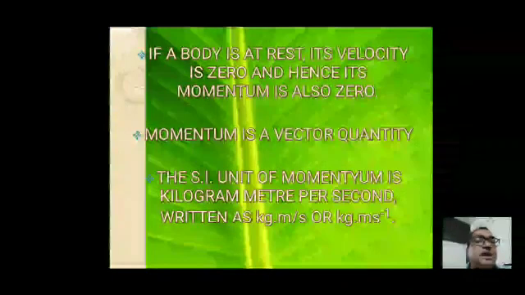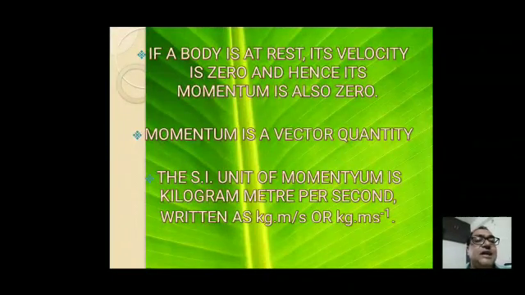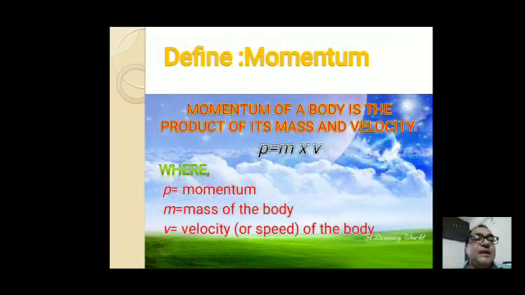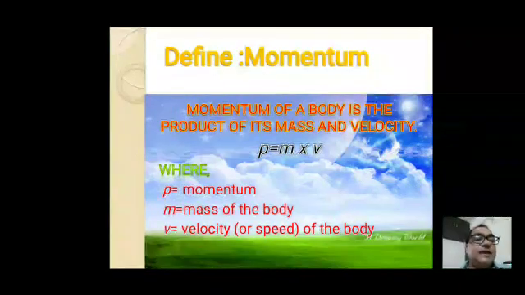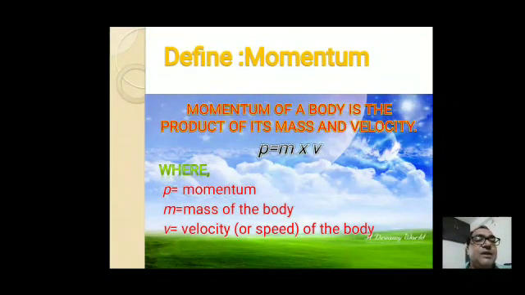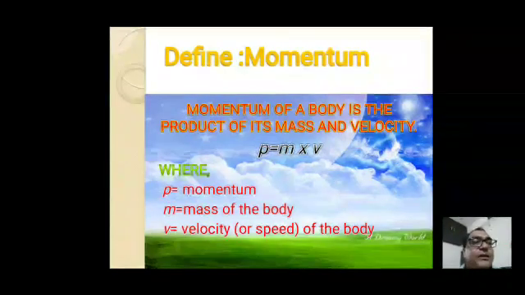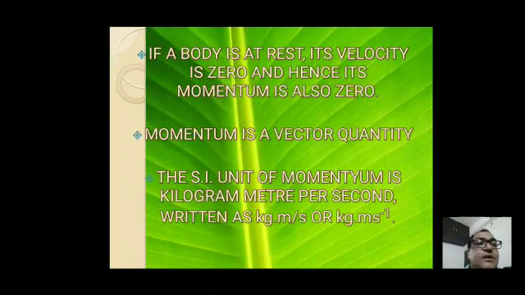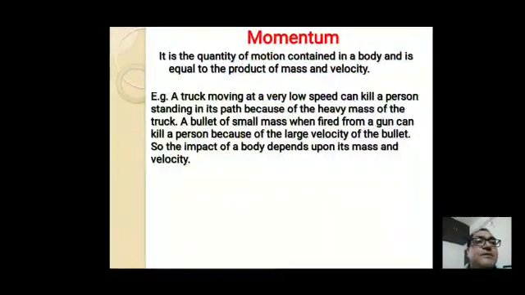Now students, how does kg into meter per second come? You can understand it here. P is equal to mv. P means momentum, so we have to derive the SI unit of momentum. We take the SI units of both. Mass can be measured in kg and velocity should be measured in meter per second. So the momentum SI unit is kg into meter per second. This way we can write it.